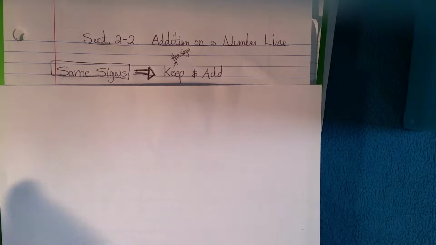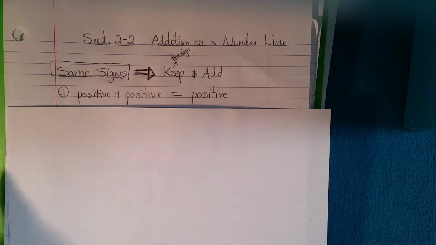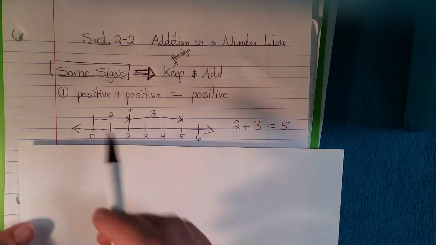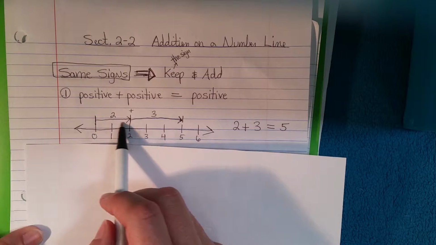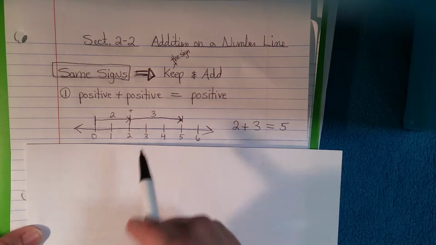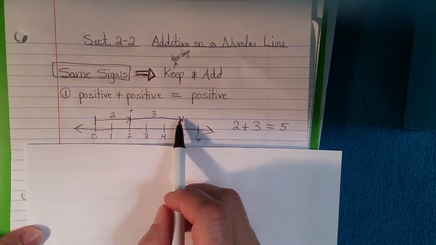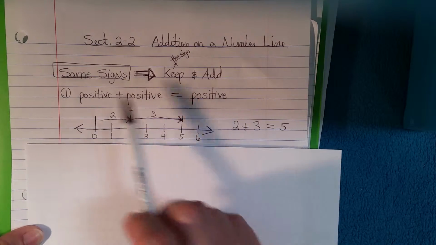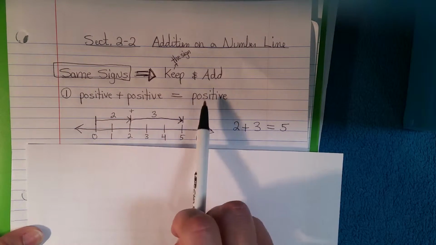Let me zoom in a little bit here. There we go, that's better. So if you have a positive and positive, like 2 plus 3, you're going to start at 0 and go to the right 2, and then go to the right 3 more, and you're going to end up on a positive 5. So 2 plus 3 is 5. So a positive plus a positive must be a positive.